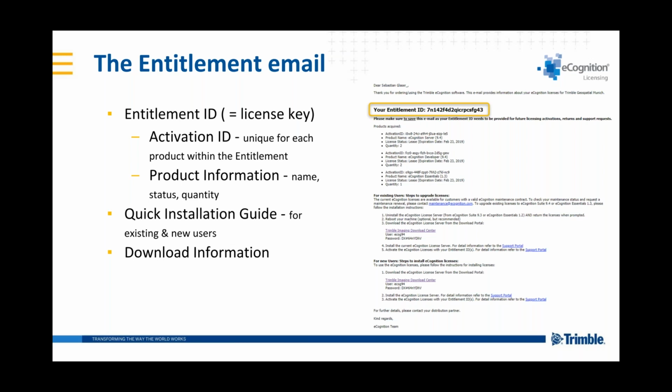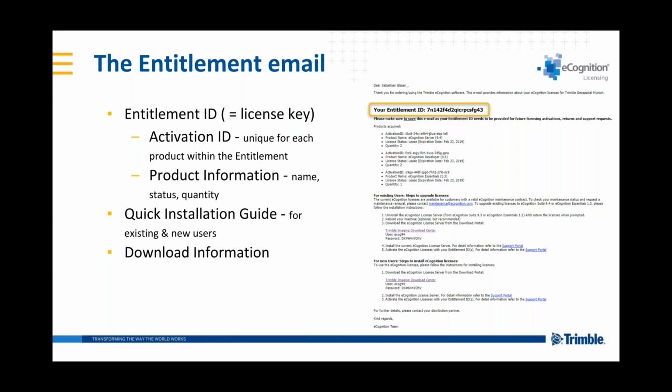An entitlement can contain more than one product, though. So as we see here, the customer, our support engineer, Sebastian Glaser, has acquired 3 different eCognition products, and we see them listed in the products acquired section of the entitlement email. And each one of these products has a unique activation ID. Again, this ID number is unique to that specific product.